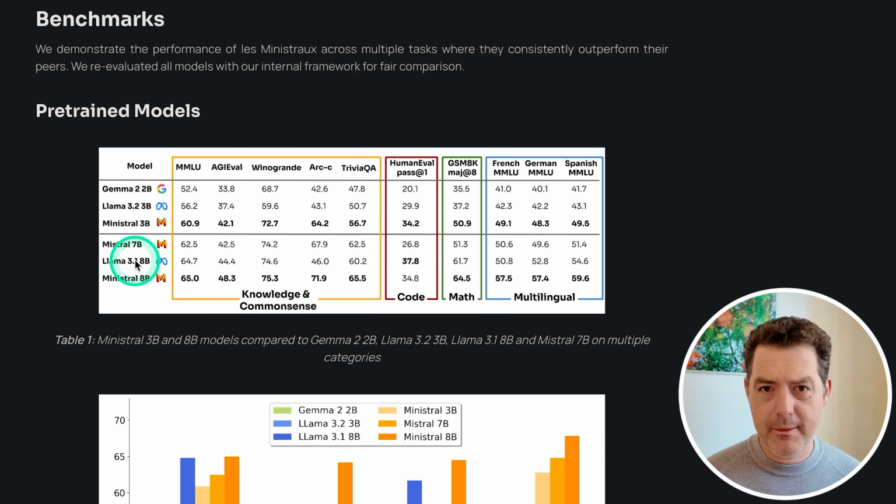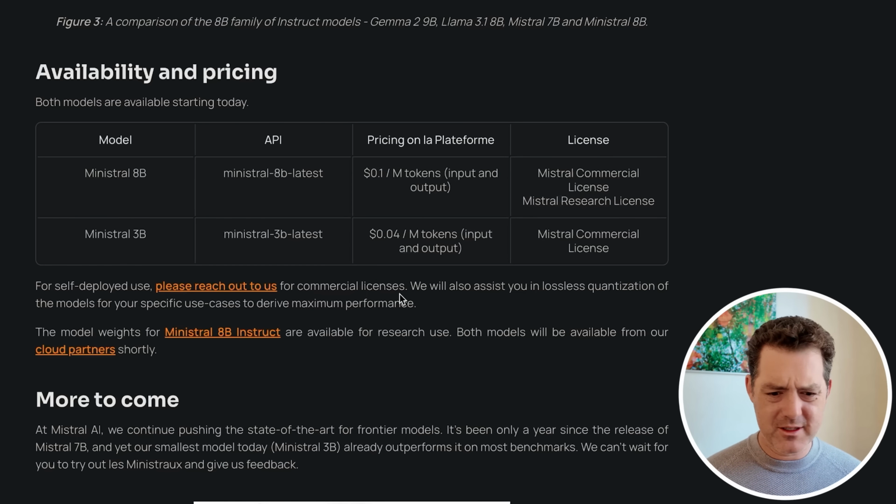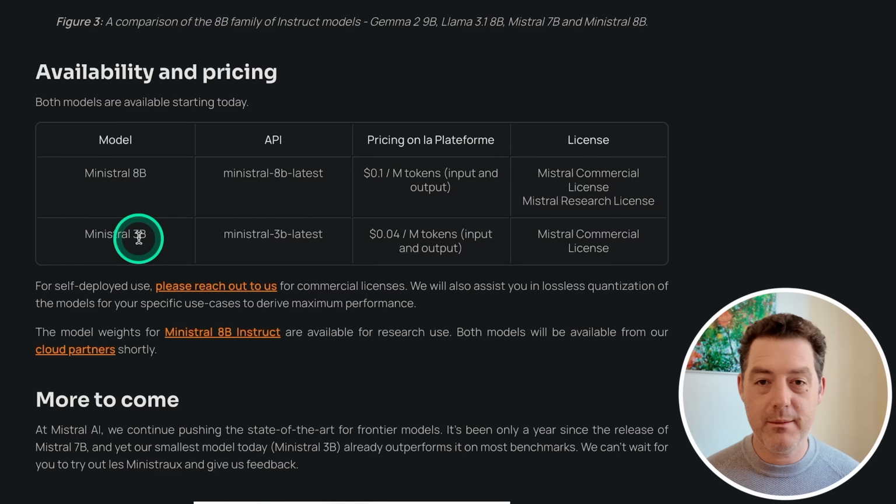And in the 8B or so class, we also see Mistral really just dominating, except for the HumanEval with Llama 3.1 8B being the winner. Now, these are not open source models as far as I can tell. Here is the pricing for it. So 10 cents per million tokens for the 8B version and 4 cents for the 3B version.